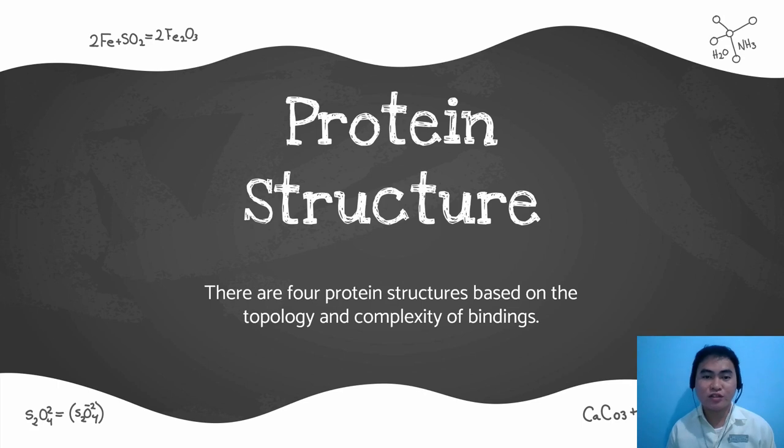Now let's have the protein structure. Sabi dito, there are four protein structures based on the topology and complexity of bindings. The sequence of R groups along the chain is called the primary structure, which is the chain itself. The secondary structure refers to the local folding of the polypeptide chain. Tertiary structure is the arrangement of secondary structure elements in three dimensions. And the last is yung quaternary structure, which describes the arrangement of protein subunits. To visualize the structure, let's have some diagrams.